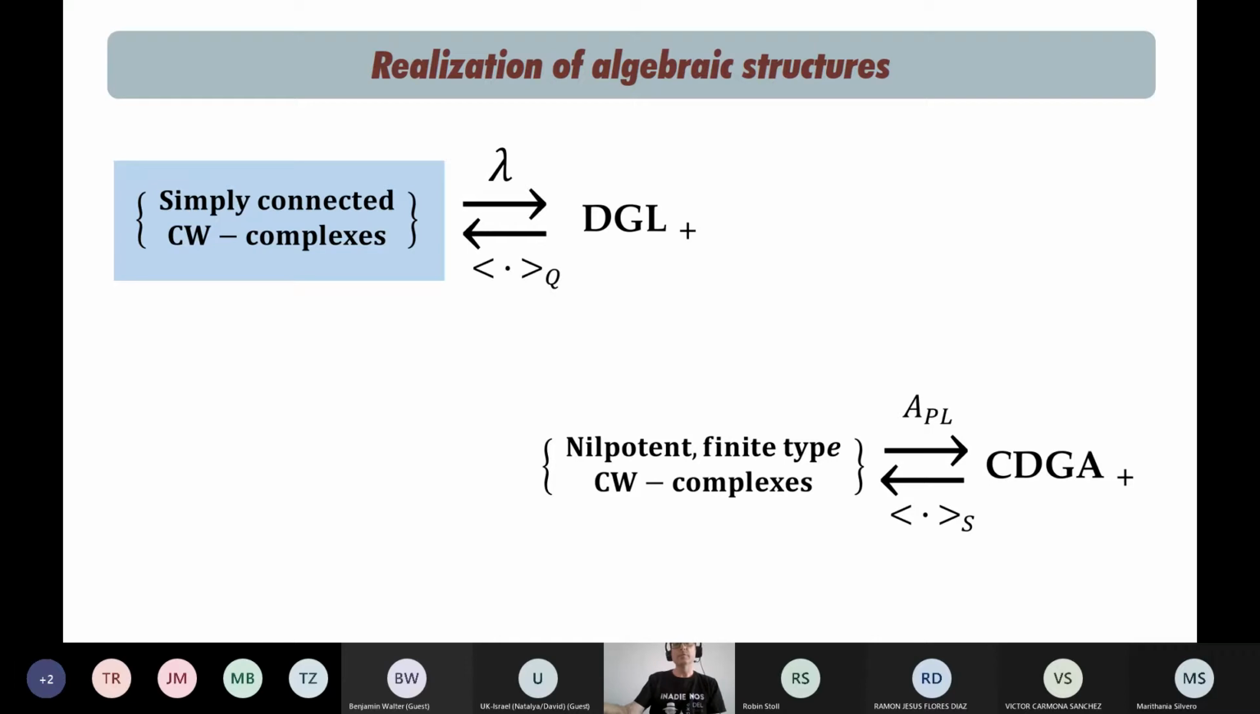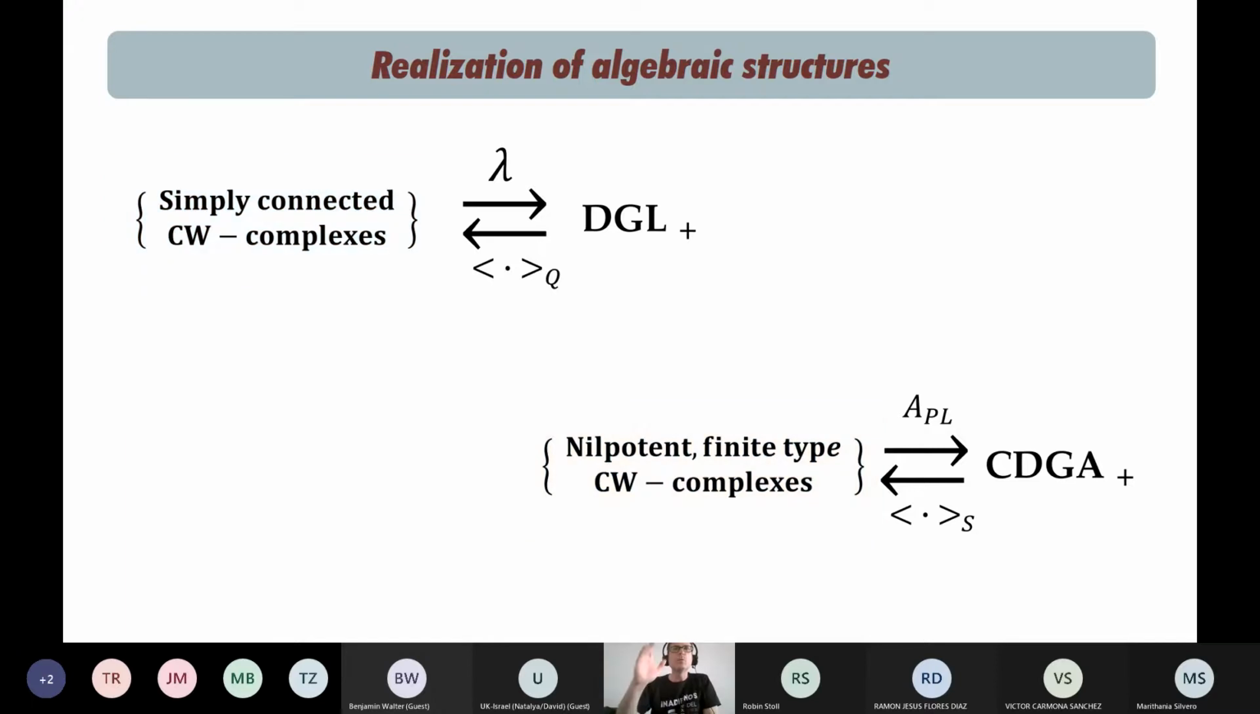But in the case of Sullivan, he required a finite type condition, but he allowed the space to be non-simply connected, to be nilpotent. That means that we have a nilpotent fundamental group, and the action of the fundamental group on the higher homotopy groups is also nilpotent. But there are more differences between these two approaches.